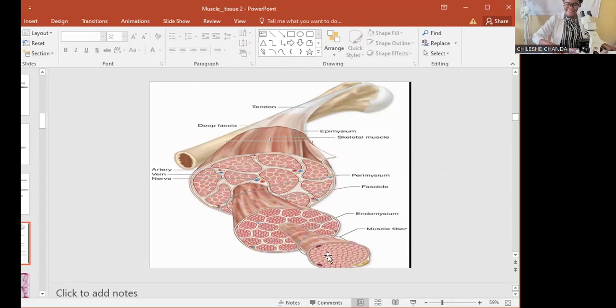Now, this muscle fiber is surrounded by a thin layer of connective tissue. So all muscle fibers are surrounded by a thin layer of connective tissue. That thin layer of connective tissue is known as the endomysium.